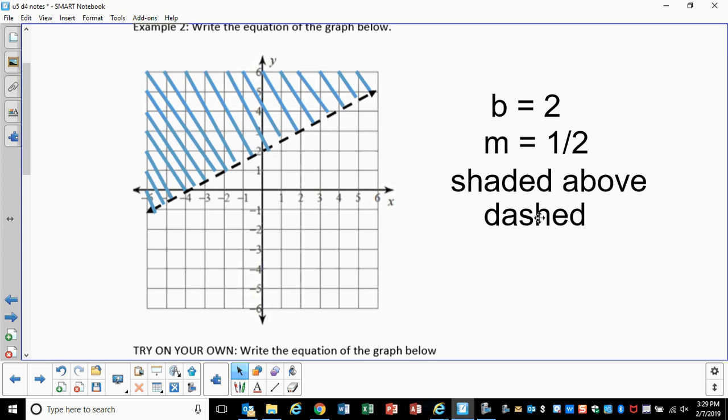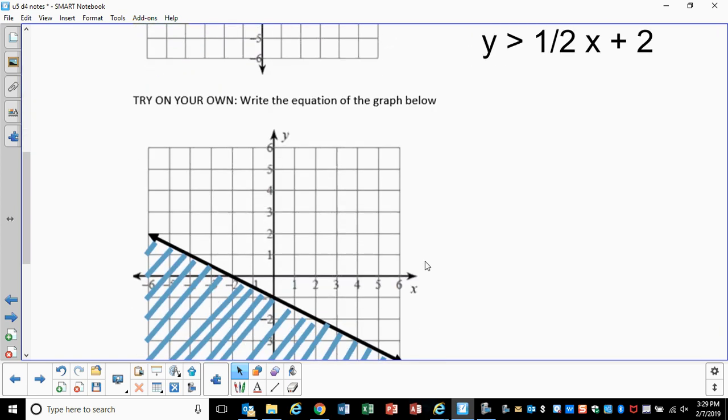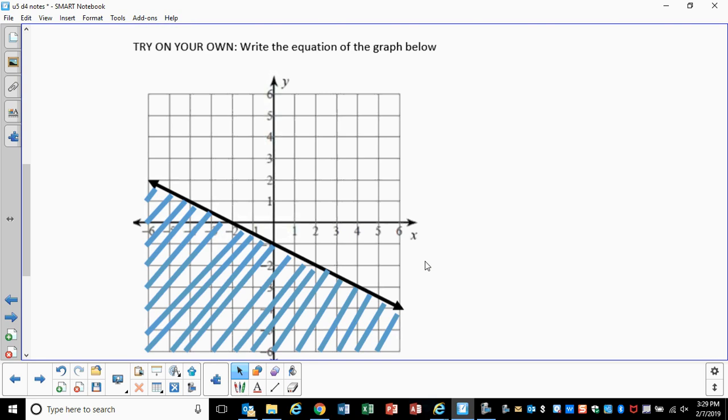Okay? So I just write it like y equals mx plus b, but instead of the equal sign, I write the greater than sign. So that's my inequality. y is greater than 1/2 x plus 2. You guys are going to try this one on your own. Okay?